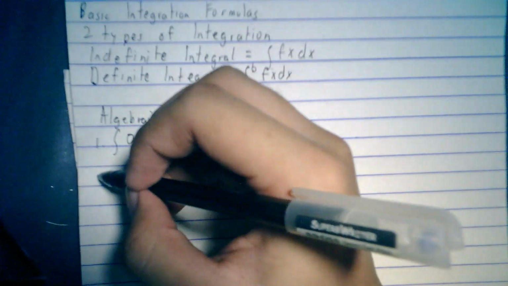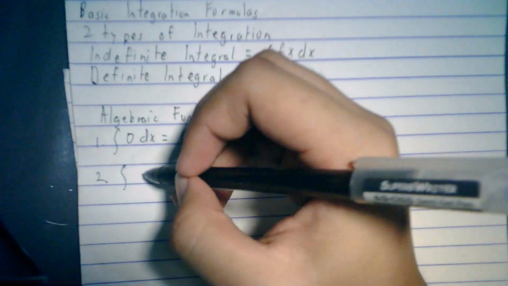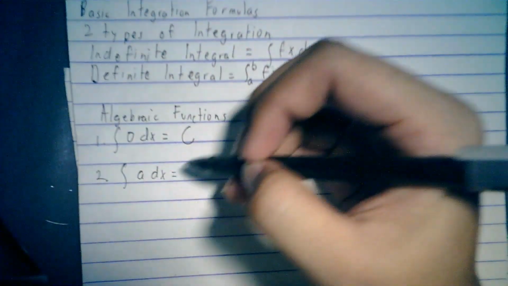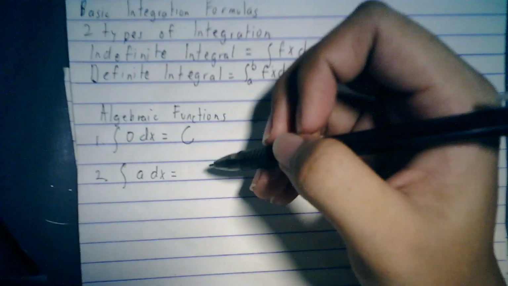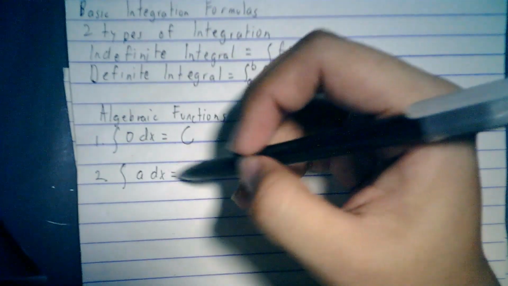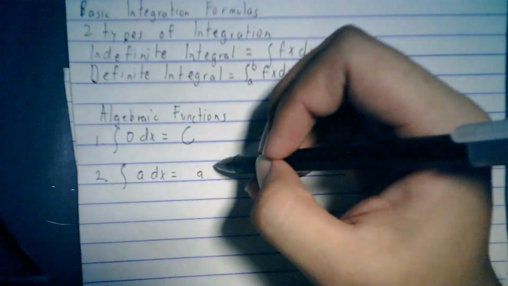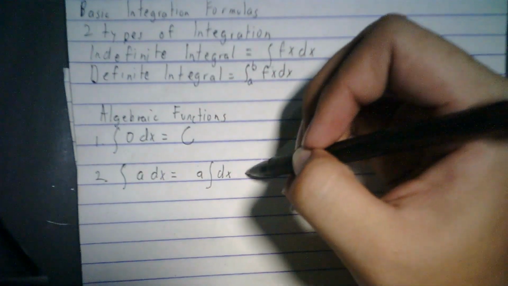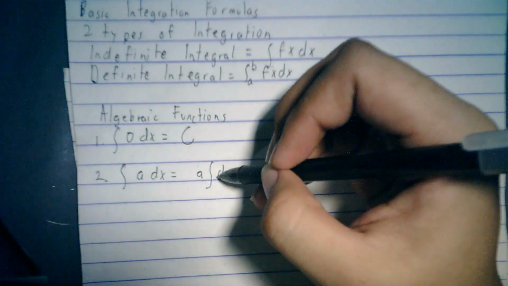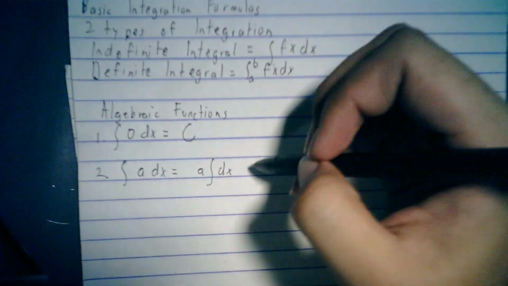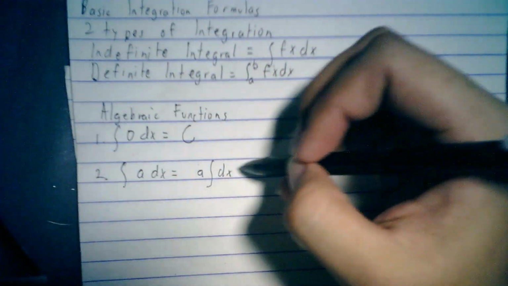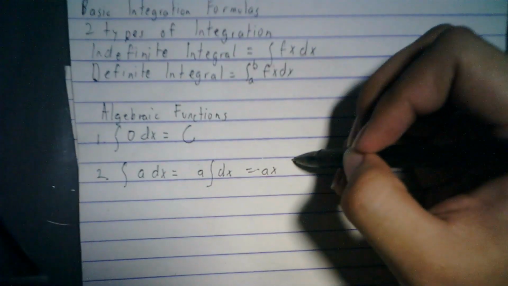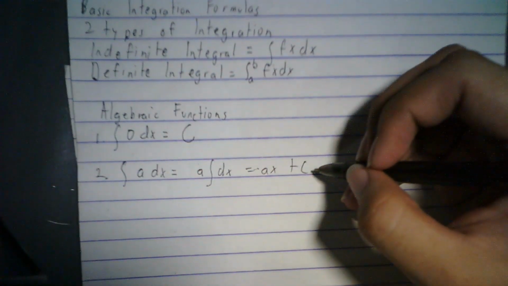Second formula, we have the integral of a dx, where a is a number. The integral of a dx is, first we need to put the constant outside, then dx. The integral of dx is just equal to x, or 1 dx equals x. So it's just equal to ax plus c. Don't forget to put c here because it's a constant.